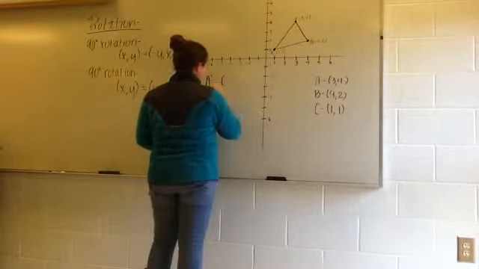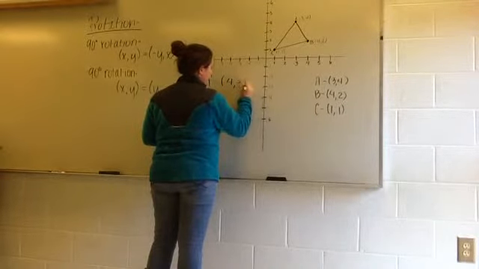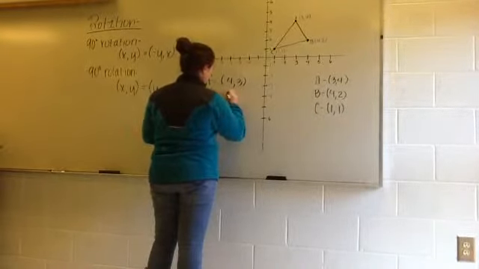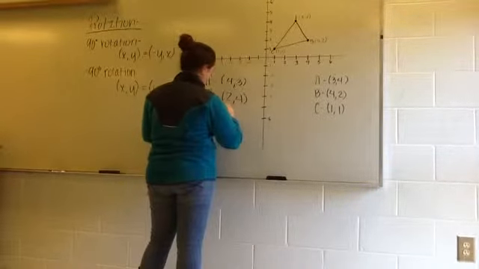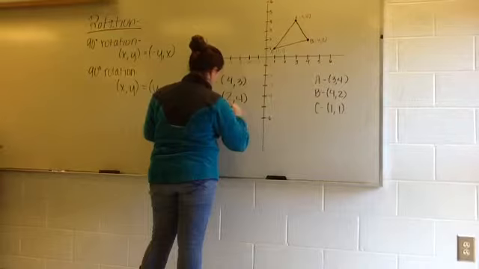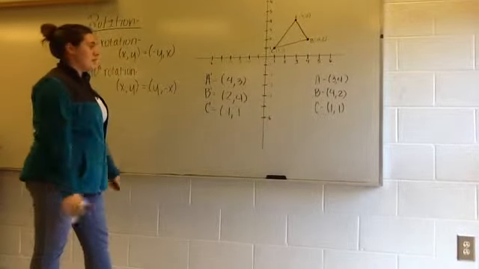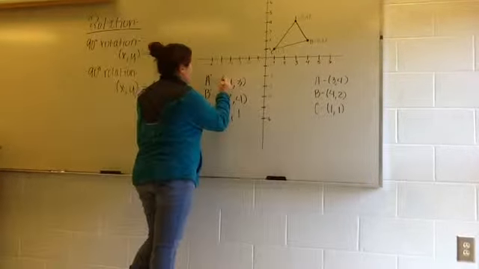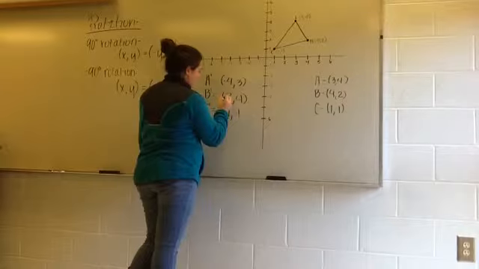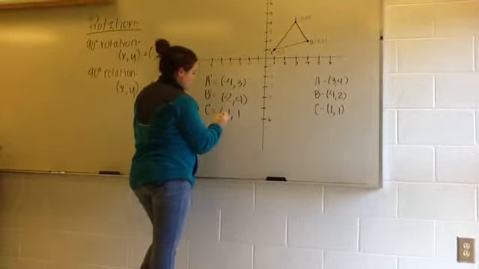And for A, you have 4, 3. For B, you have 2, 4. And for C, you have 1, 1. The step says that the y becomes a negative, so we're going to make our y values negative. So now A is negative 4, 3, B is negative 2, 4, and C is negative 1, 1.